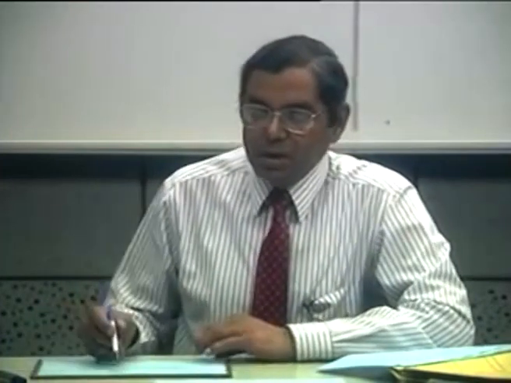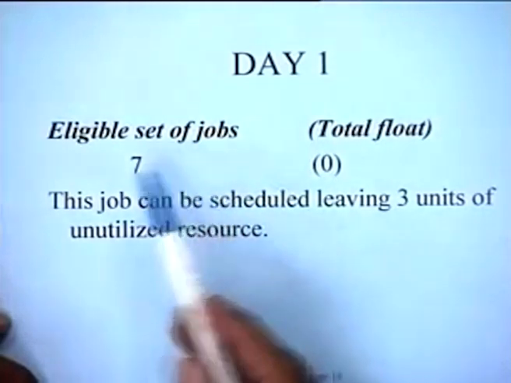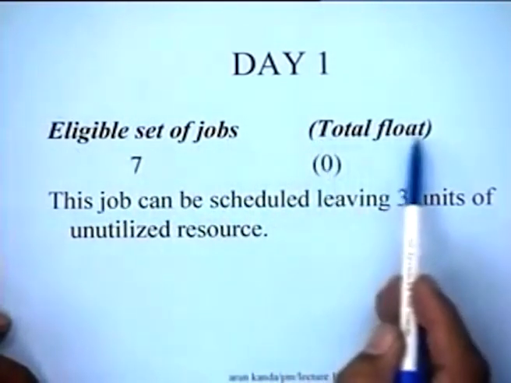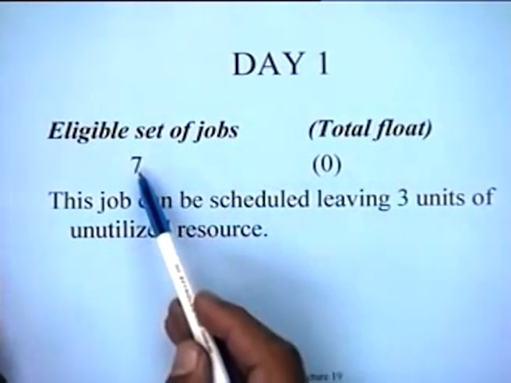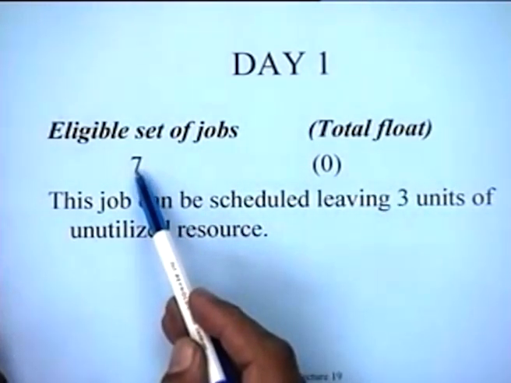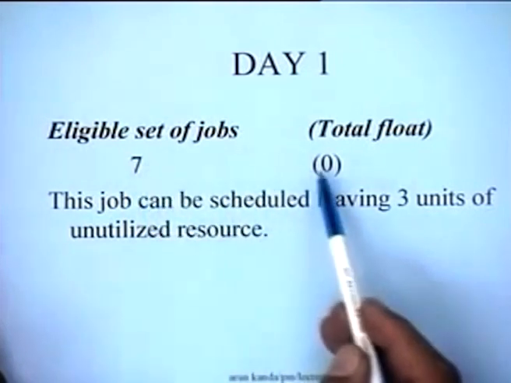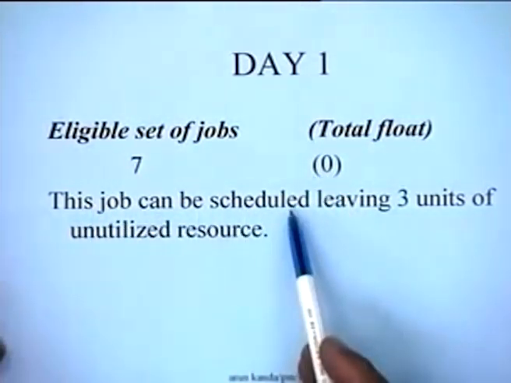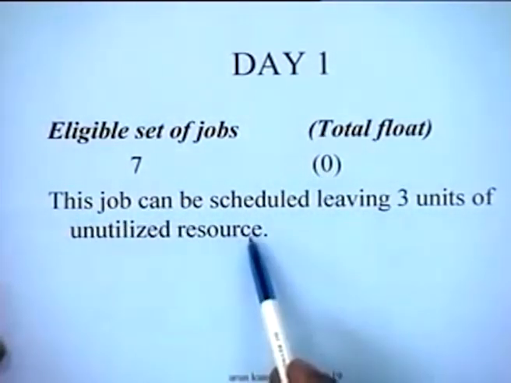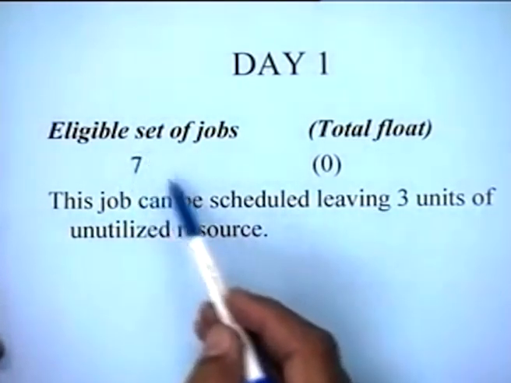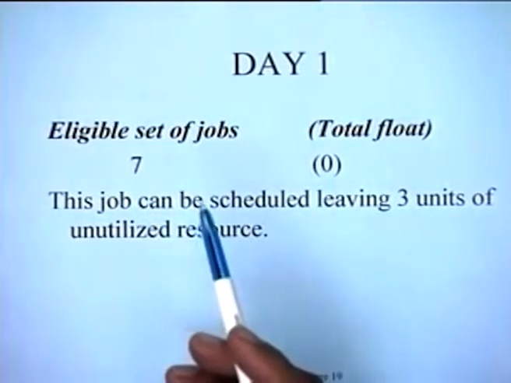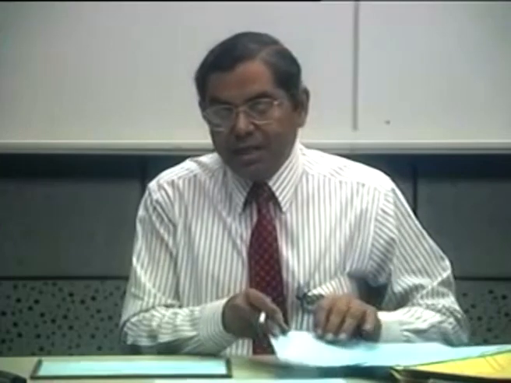So we proceed systematically as per the first heuristic, day by day. On each day we construct a list of the eligible set of jobs and their total floats. We find that job 7 is the only eligible job because it has no predecessors, and it has a total float of 0 because it's a critical job. And this job can be scheduled leaving 3 units of unutilized resource, because there is no other job. So the decision on the first day obviously is this.